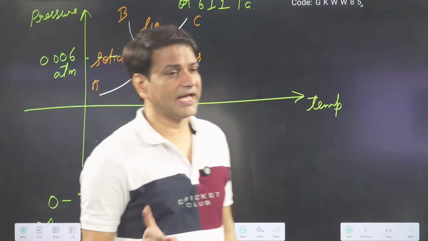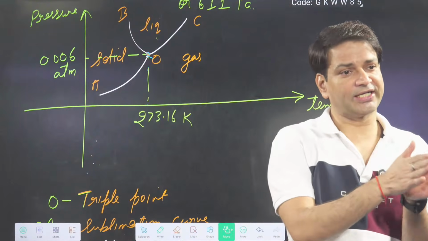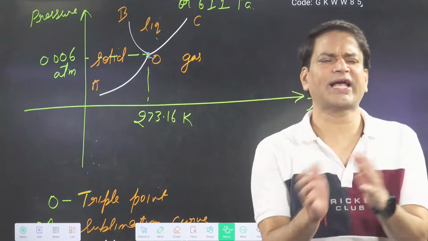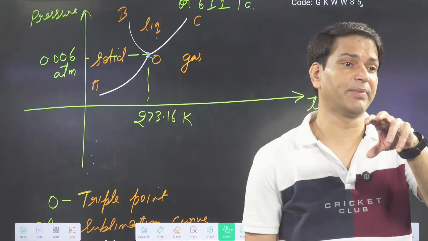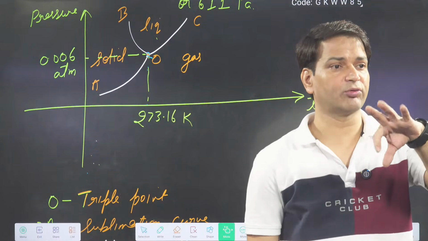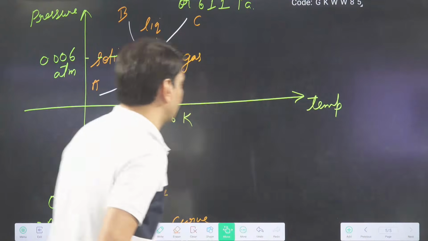So the state will be gas only. The state is the gas, but solid converts into the gas, liquid converts into the gas, gas to gas, no problem. Solid to the gas, sublimation. Liquid to the gas, vaporization. So sublimation and vaporization. Okay, everybody understood, I think now.